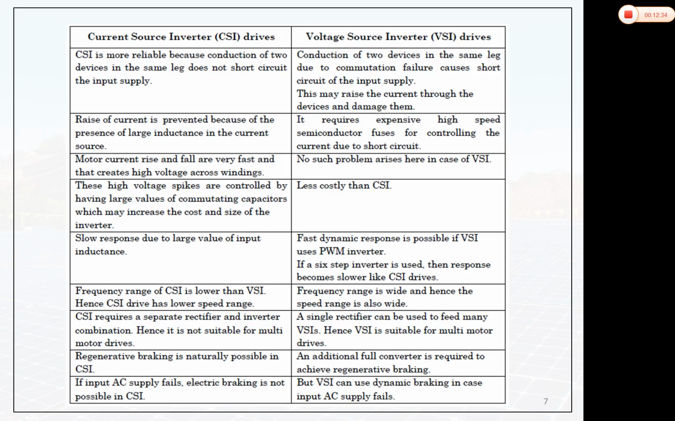The detailed CSI and VSI based drive systems are compared here. You can read these points easily. You will understand this.